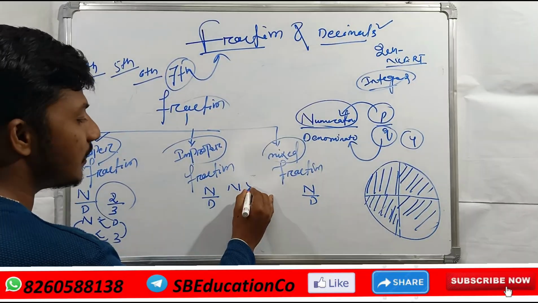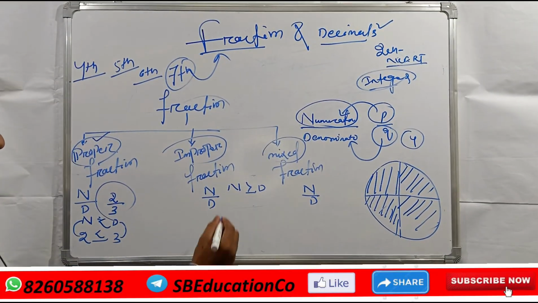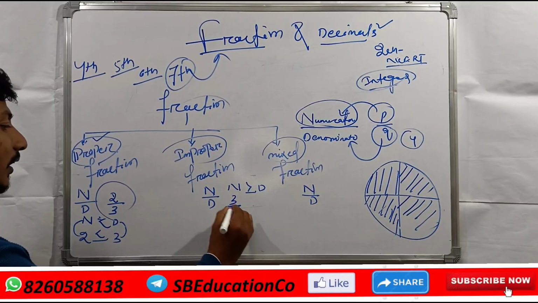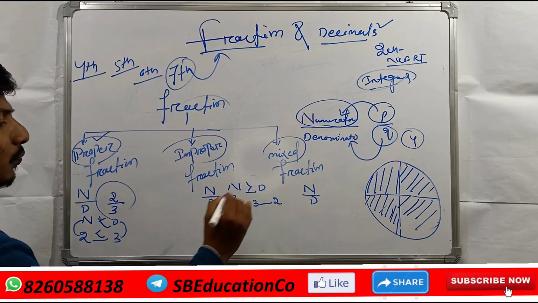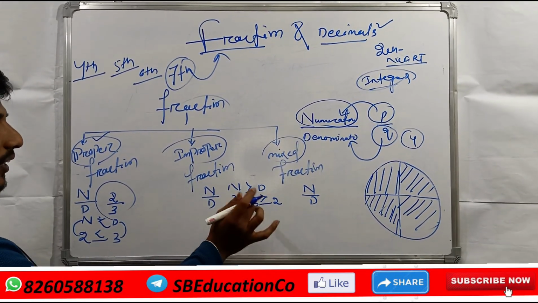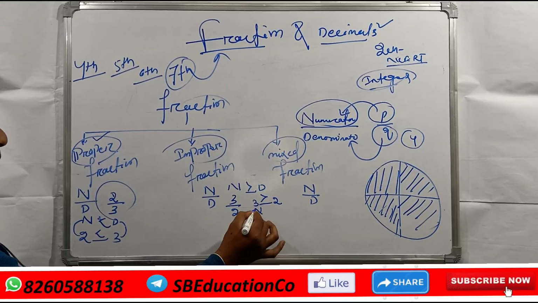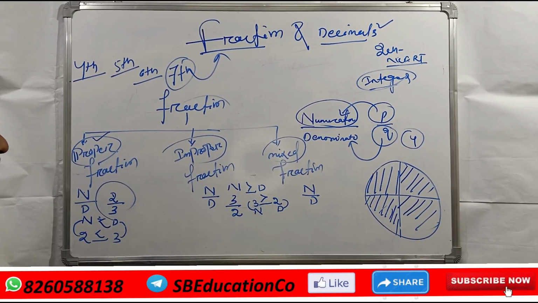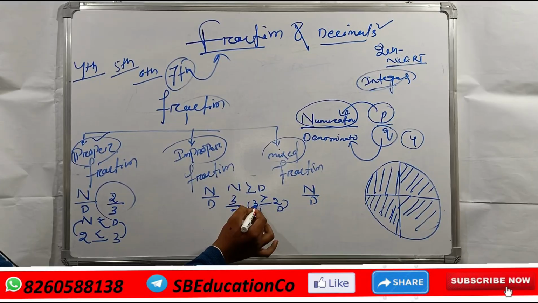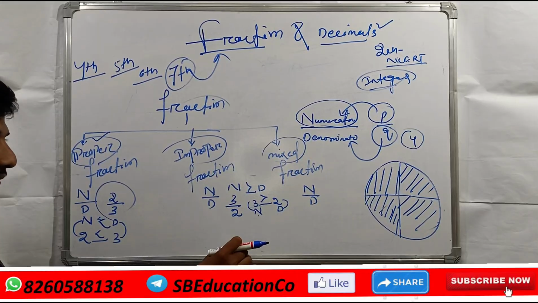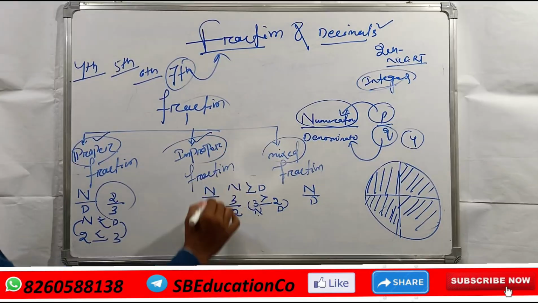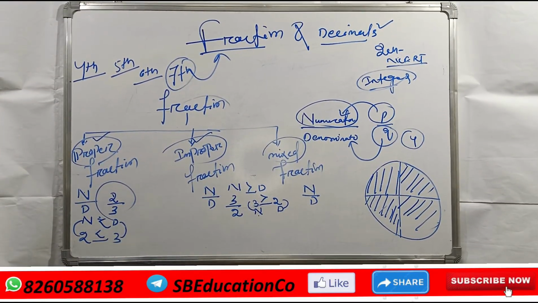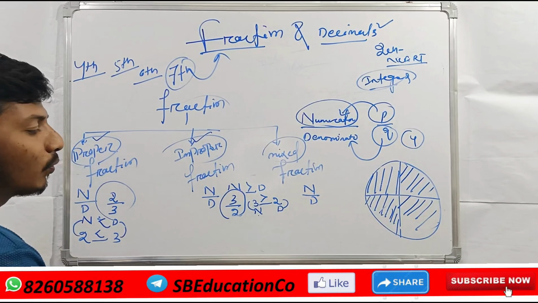When the numerator is greater than the denominator, what do we mean by that? If we take the reciprocal, that is 3 by 2. Consider 3 and 2. Which is greater and which is smaller? 3 is greater than 2. Here 3 represents the numerator and 2 represents the denominator, so the numerator is greater than the denominator. Yes or no? If this type of case arises, where the numerator is greater than the denominator, we say it is an improper fraction.